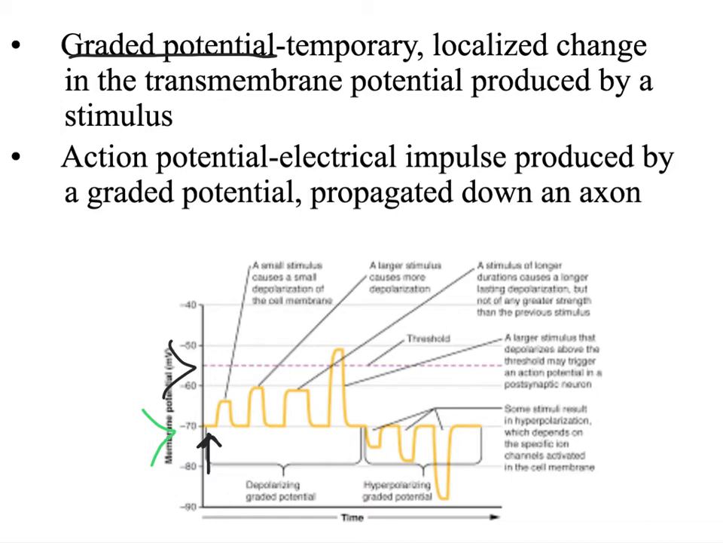However, if it does reach all the way to threshold, now you're going to produce an action potential. So an action potential is going to be produced by a very large graded potential or a collection of graded potentials, and it actually is propagated or sent along all the way down the axon. It does not change in strength. I always tell my class it's like being pregnant or not pregnant. You either have an action potential or you don't. You have to be able to reach this very important threshold.